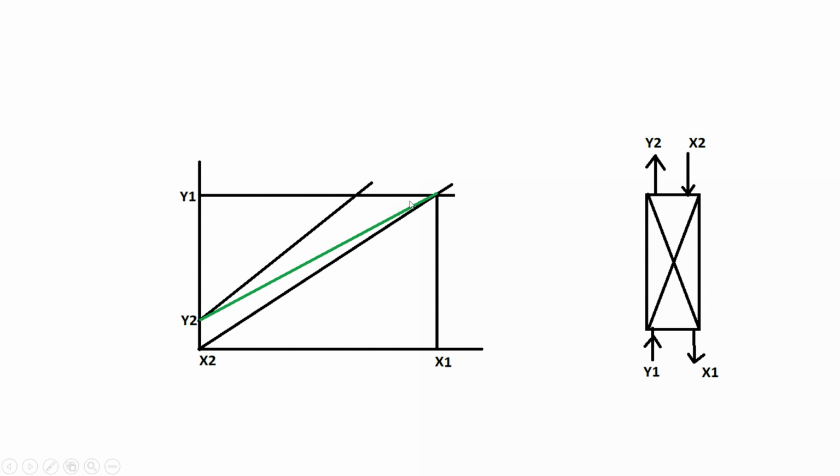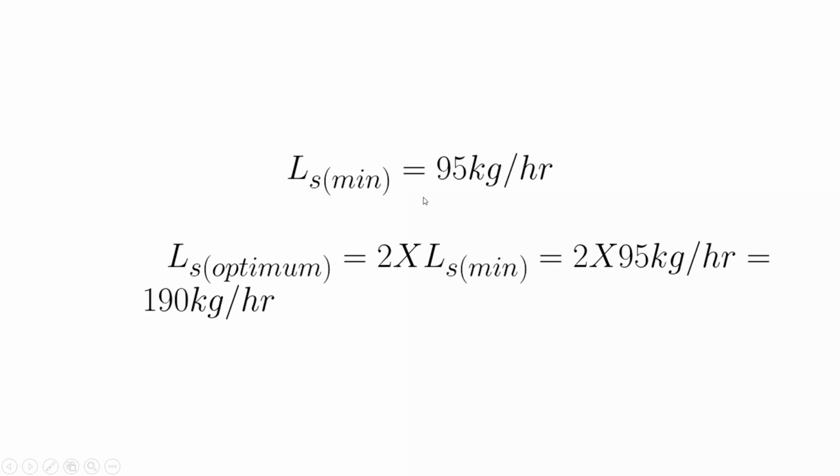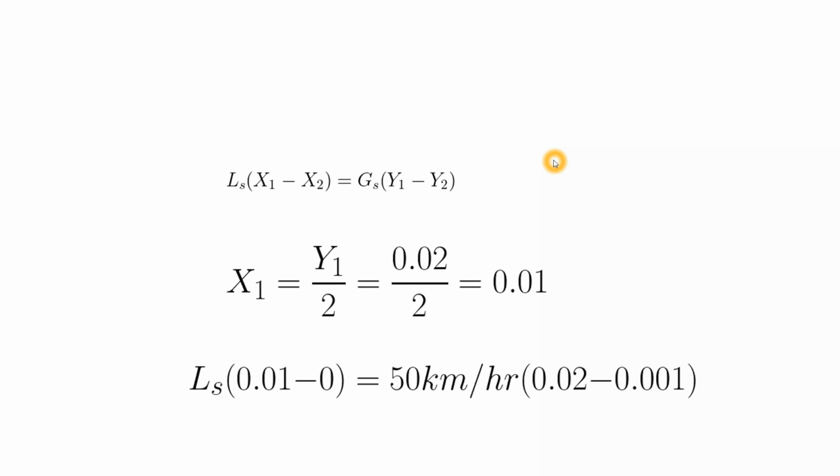Since this line is cutting the equilibrium line at the point of X1, Y1, we will put the value of Y1, then we will calculate the value of X1 from the equilibrium line equation. Since it is given that y is equal to 2x, X1 is equal to Y1 by 2, it will be 0.01. So from this I will put the values, Ls into (0.01 minus 0) is equal to Gs into (Y1 minus Y2). From this I got Ls minimum, that is 95 kilomole per hour.